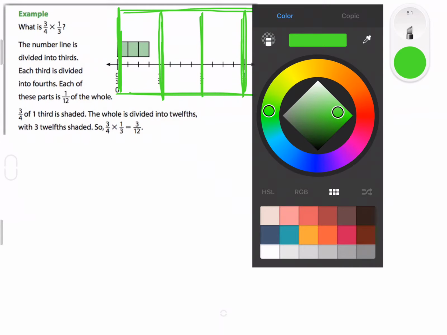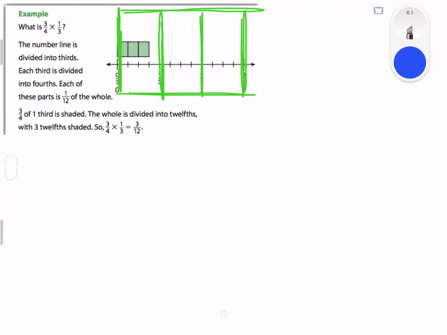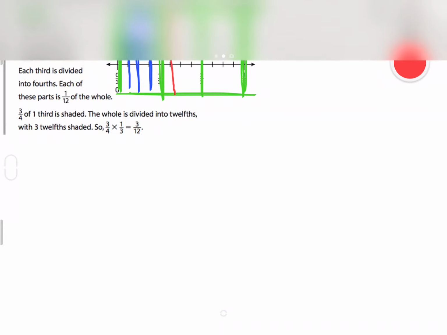Next, what it does is it divides each one of those thirds into fourths. And that's shown right here by these little squares. So we have now divided that third into fourths, which is what multiplying a fraction times a fraction does.